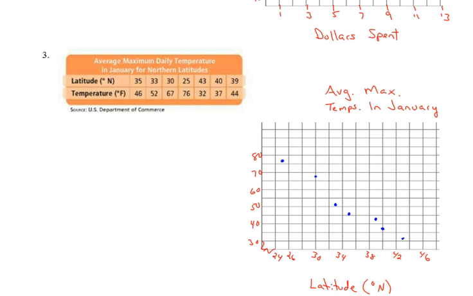Okay, this time I've created my scatter plot for the average maximum daily temperatures in January for the northern latitudes. Notice I titled my scatter plot accordingly. My x-axis, or the independent variable, is in degrees north, and my dependent variable is the temperature in Fahrenheit. I have my x-axis labeled with latitude, and I need my y-axis labeled as temperature.